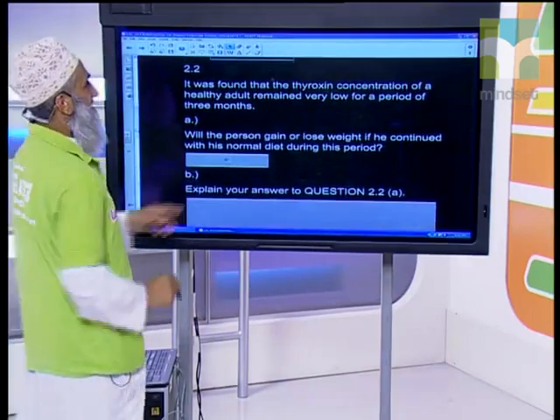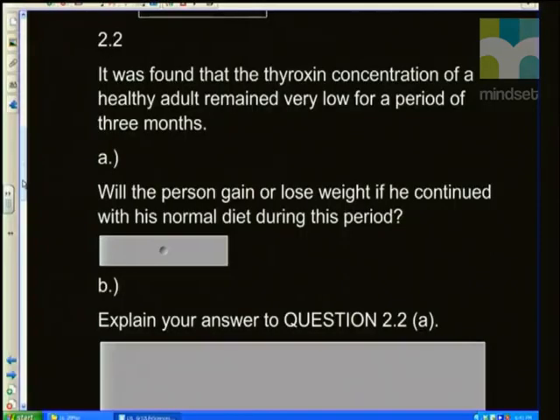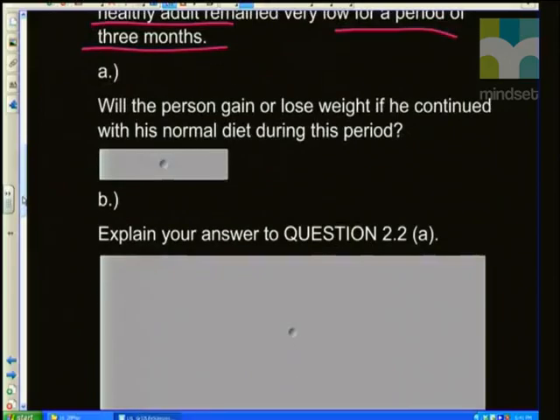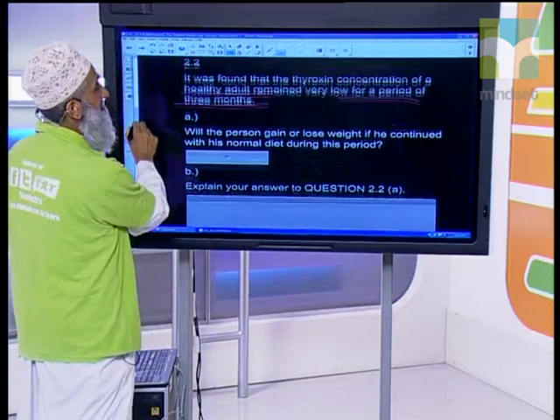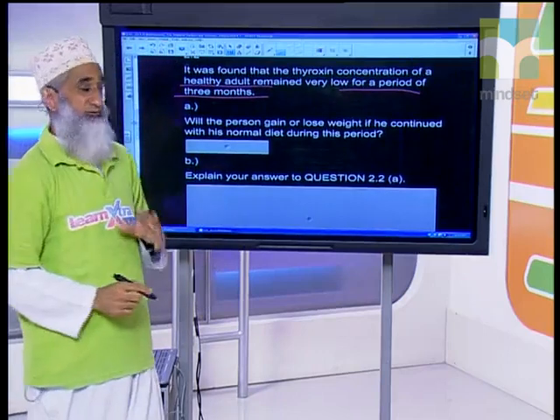It was found that the thyroxine concentration of a healthy adult, that means we're telling you everything else is normal with this person, remained low for a period of 3 months. So, thyroxine was what? Low, na? What did they say? Low for a period of 3 months.